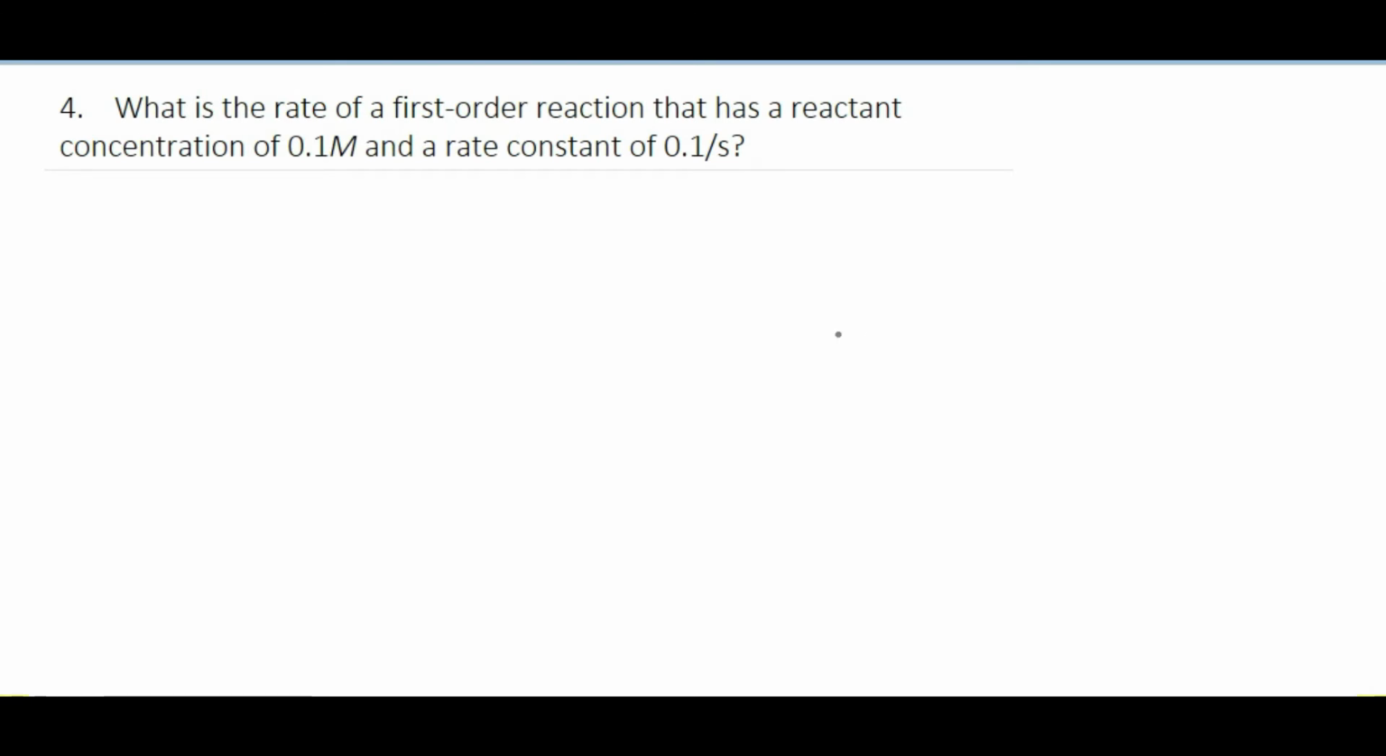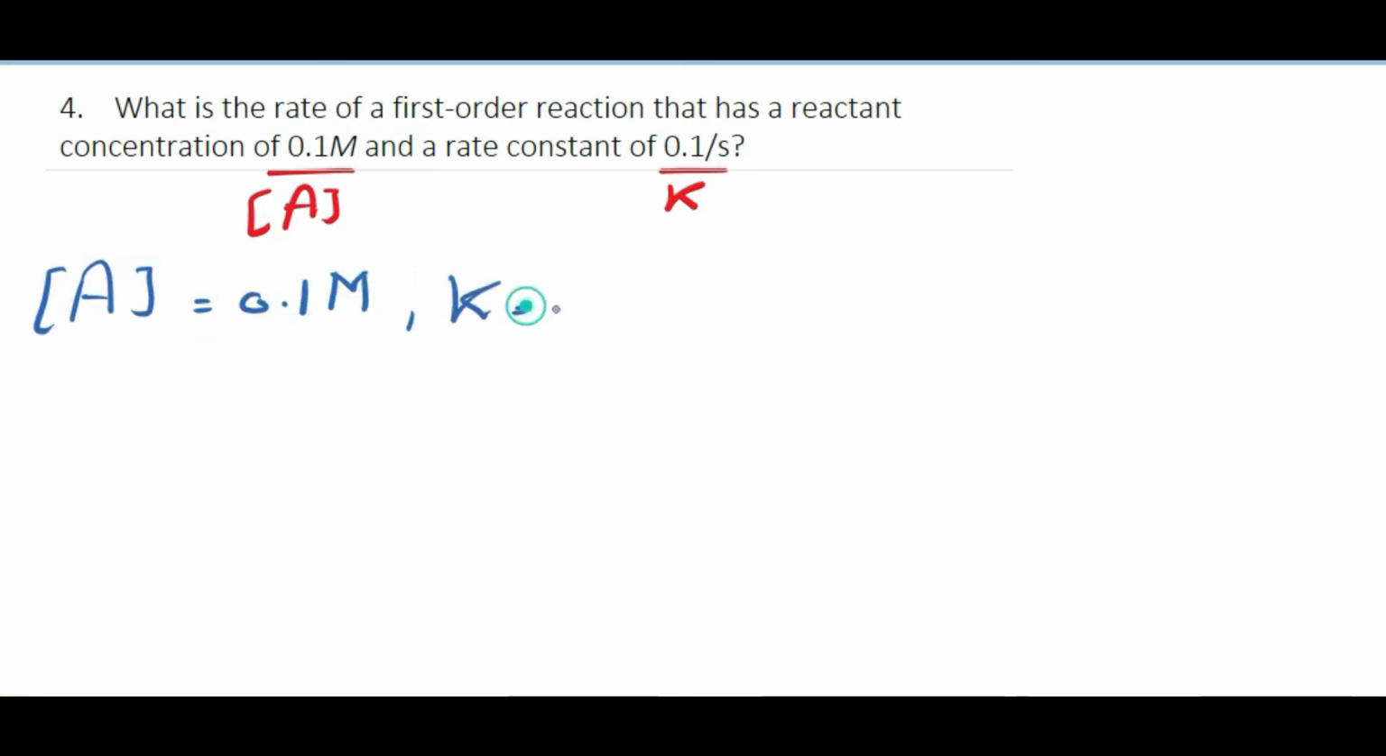Problem number 4. What is the rate? He asks you here about the rate. What is the rate of the first order reaction that has the reactant concentration A 0.1 molarity, and the rate constant K equals 0.1 per second. After that you write the given. The given: concentration equals 0.1 molarity and the constant equals 0.1 per second, and he asks you about the rate, unknown.